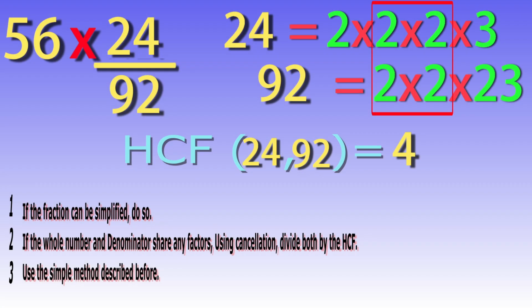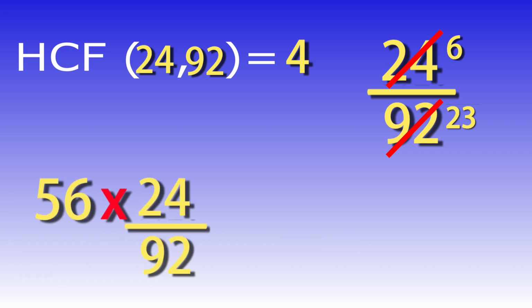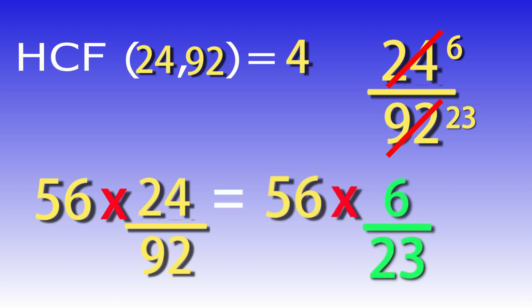So back to our problem. The highest common factor of 24 and 92 is 4. So to simplify the fraction 24 over 92, divide numerator and denominator by 4. This gives us 6 over 23. So now the problem, which was initially 56 times 24 over 92, is now 56 times 6 over 23.